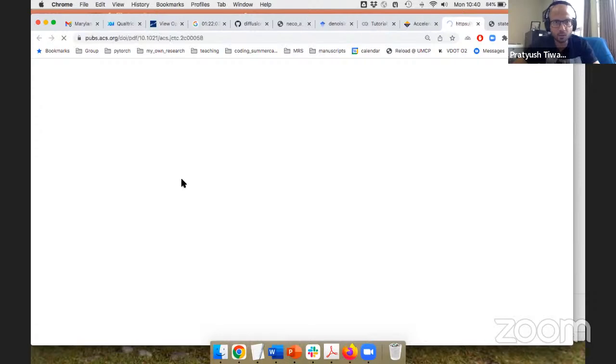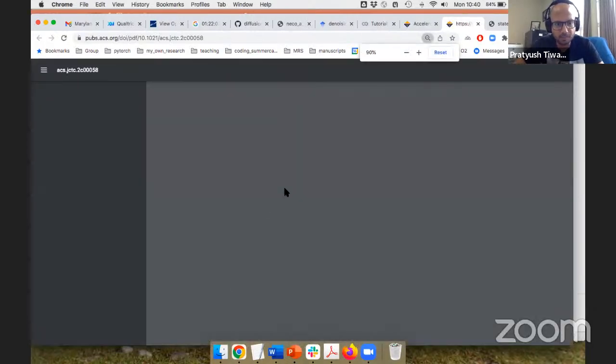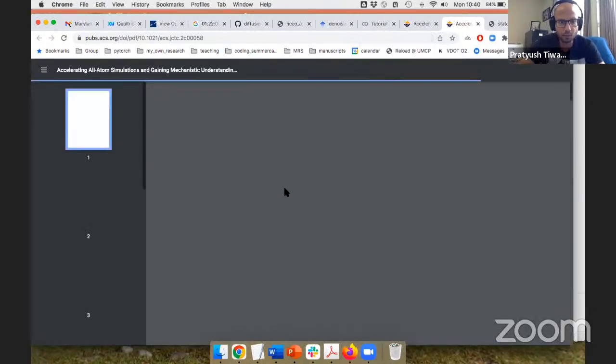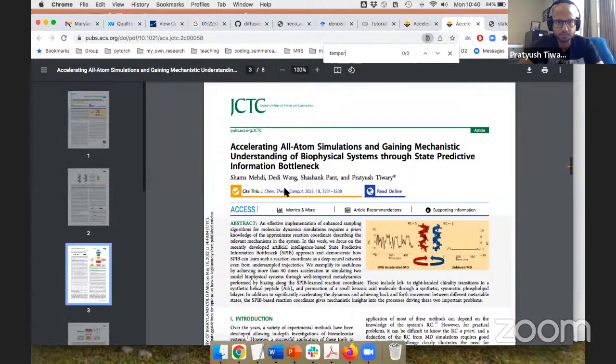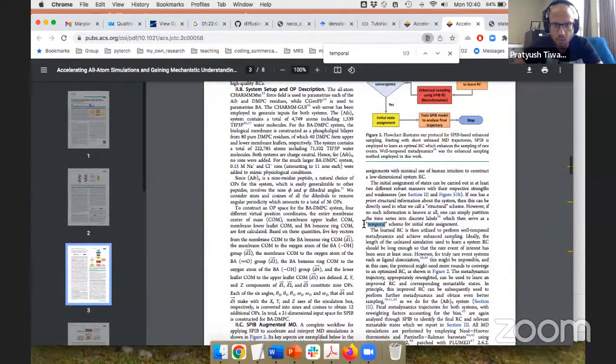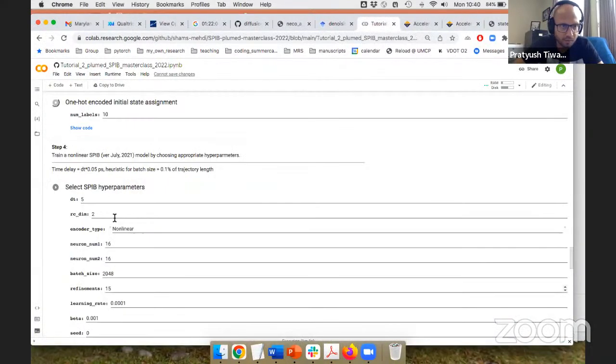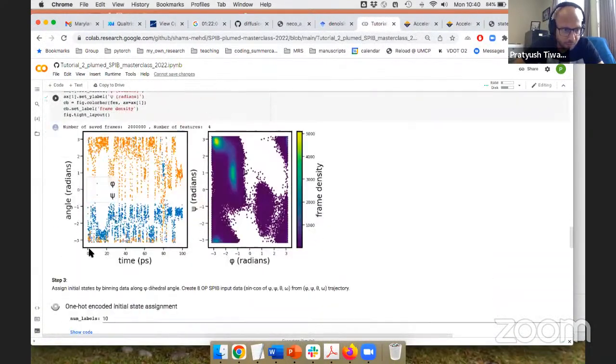So let me open this. We call this the temporal scheme. In the temporal scheme, what you do is to basically bin the time series into discrete labels. So you say, for example, in this one here, we would have said everything from 0 to 20 picosecond is state 1. State 20 to 40 picosecond is state 2. 40 to 60 is state 3. So there is an obvious problem with this.